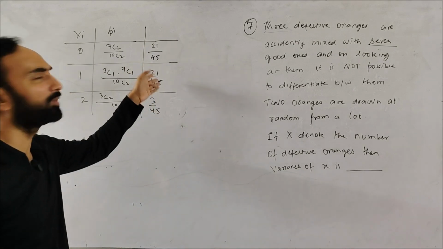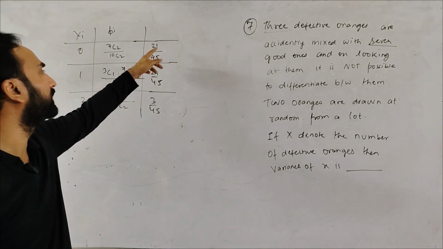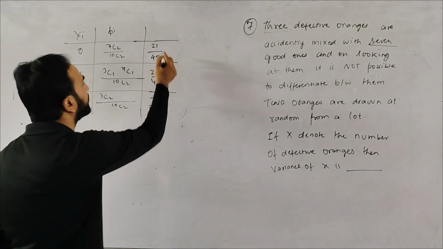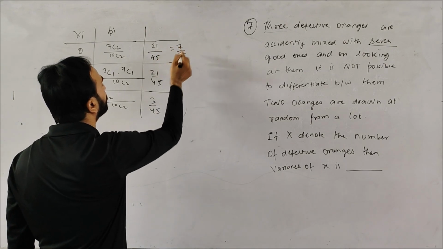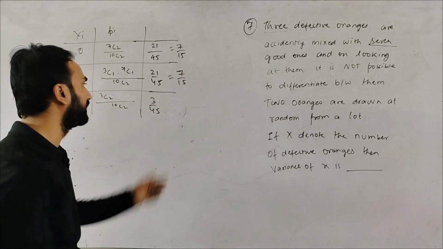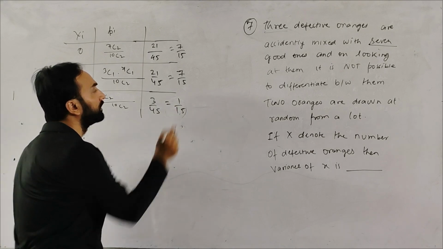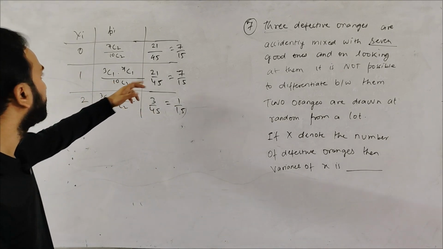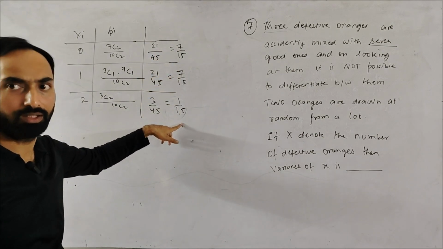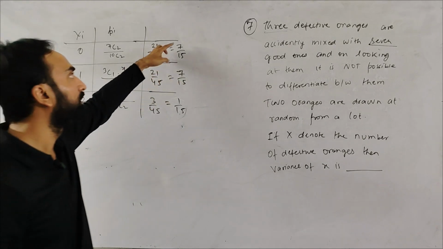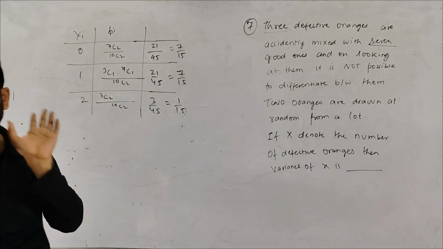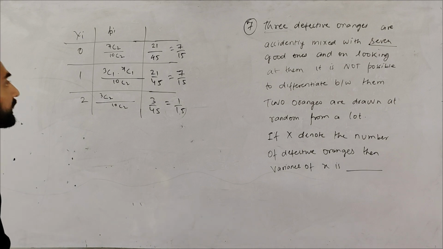Now, can we do more simplification? Instead of writing 21 by 45, do a little more. 3 7s are 21, 3 15s are 45, so this could be written as 7 by 15. Why make our calculation complicated? Now check for the sum of pi. Is it giving you 1? 7 by 15, 7 by 15, 1 by 15, right? So our calculation is correct. How? 7 plus 7 is 14, plus 1 is 15, and 15 by 15 is 1. So pi is giving the sum equal to 1. So it means our distribution is correct.